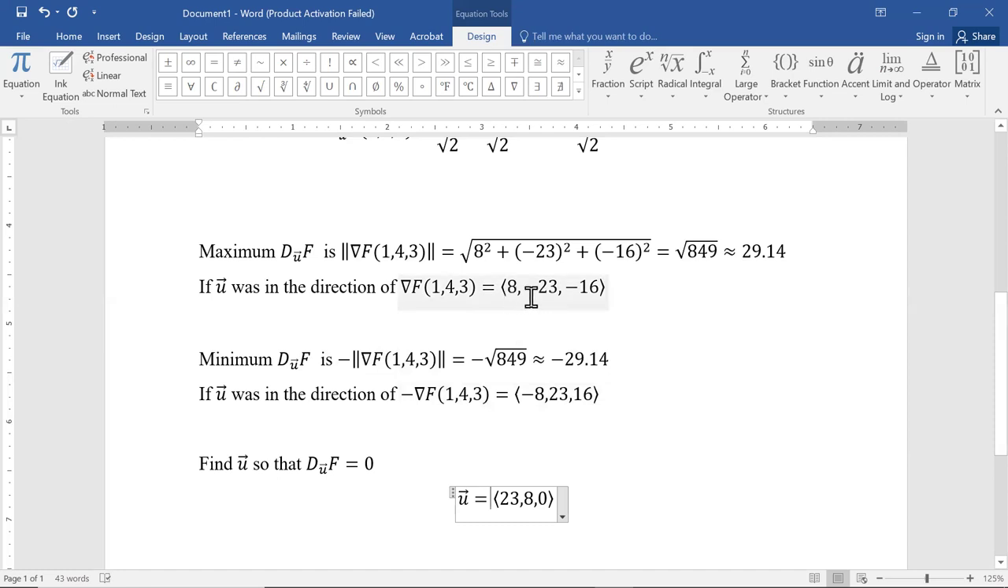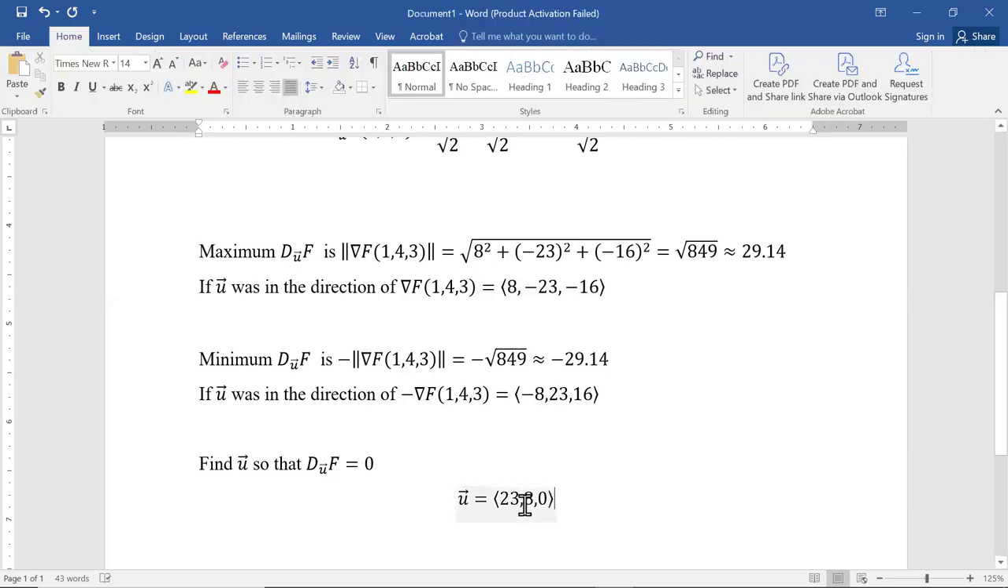So if I let my u be that, swap the x and y, let the z value be 0. And when I swap the x and y, I make sure one of them I change the sign on. So swap the x and y, change the sign on one of those, make the z value 0. There is a direction of travel that gives me 0 change in my directional derivative. So there you go.